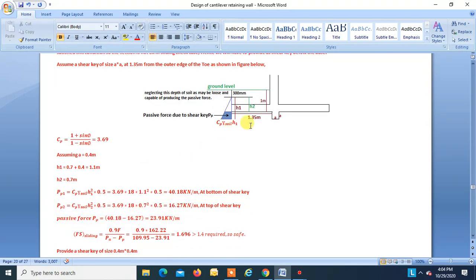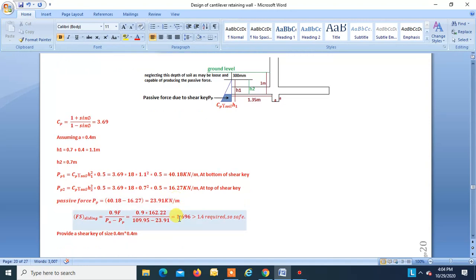So the resultant PP which is developed due to this shear key is PP1 minus PP2. That is 23.9 kilonewton.